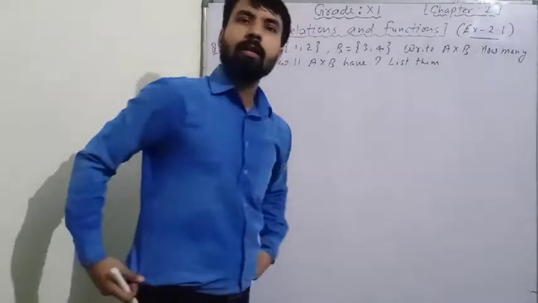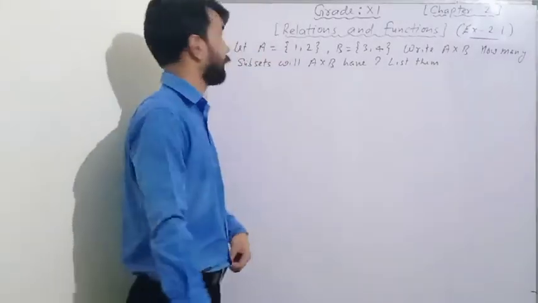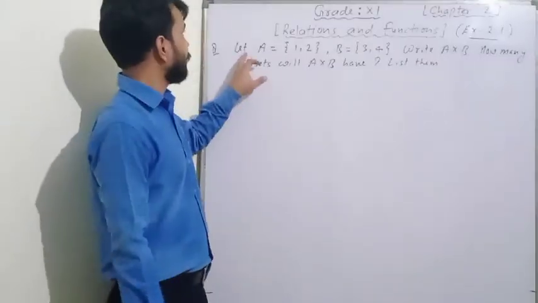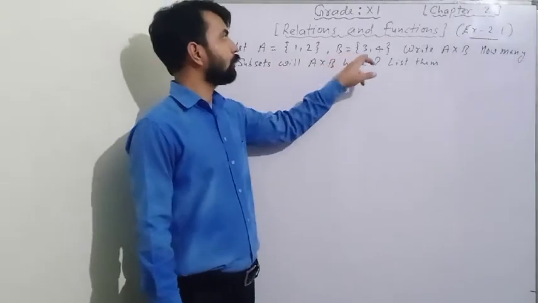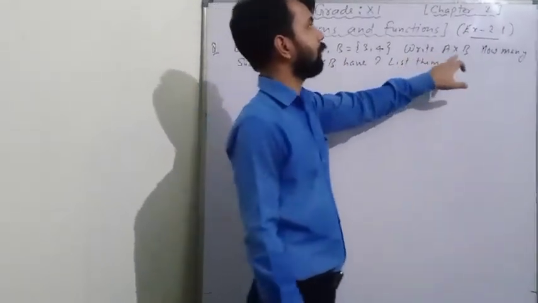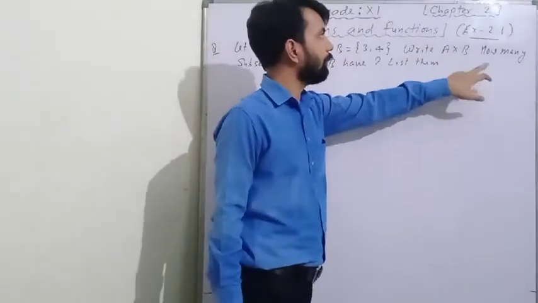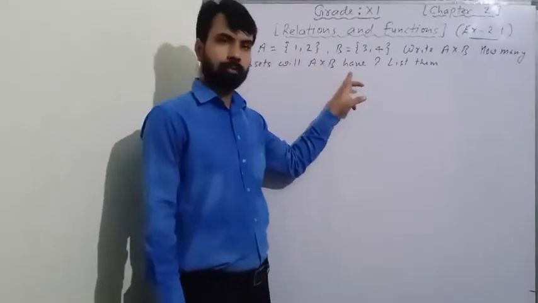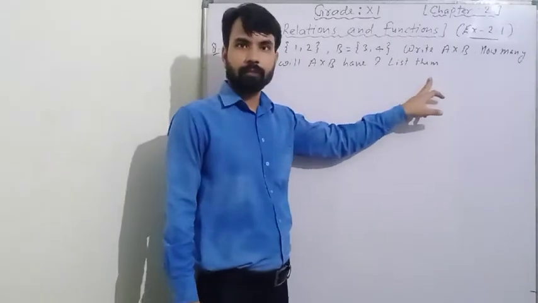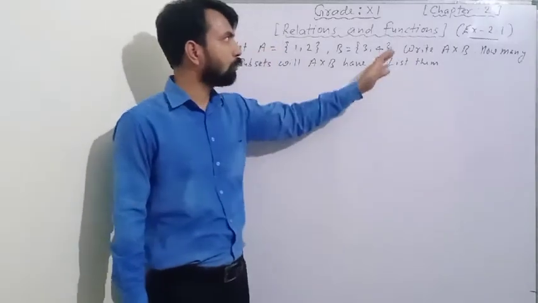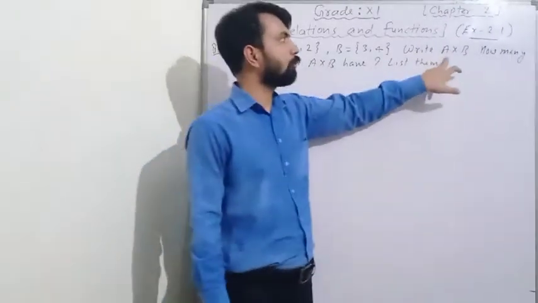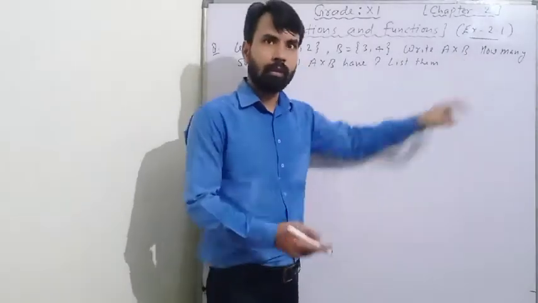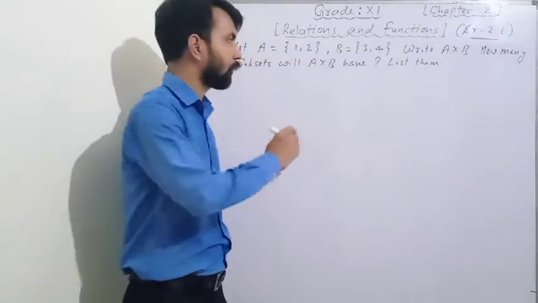Okay students, now question number 8. Like A equals to 1, 2, B equal to 3, 4, write A cross B. After that we will have to find how many subsets will A cross B have and then list them. So we have to do 3 things here. Firstly, we will have to find A cross B. So let's start.